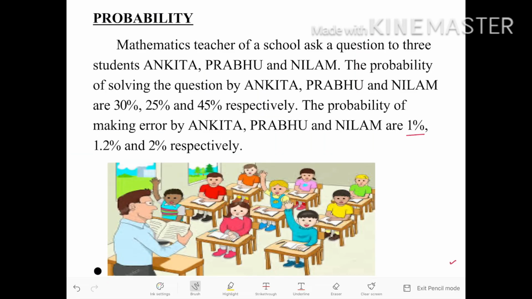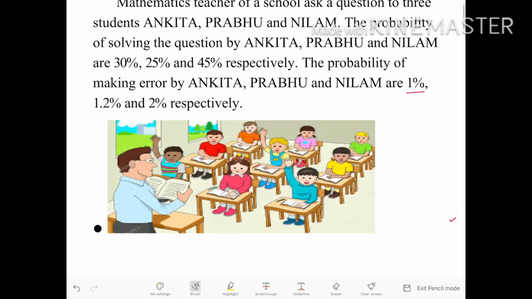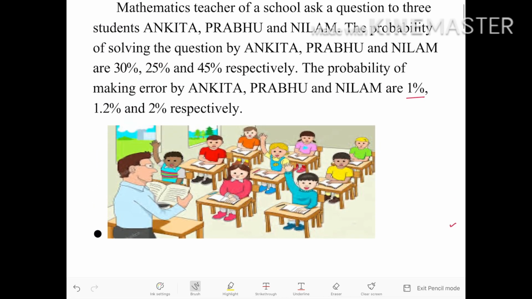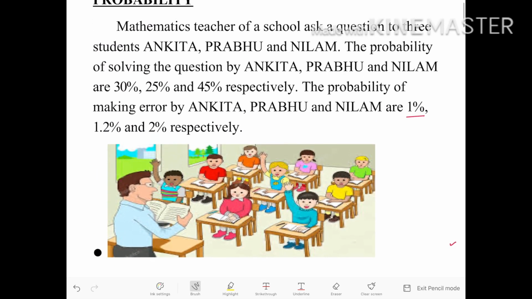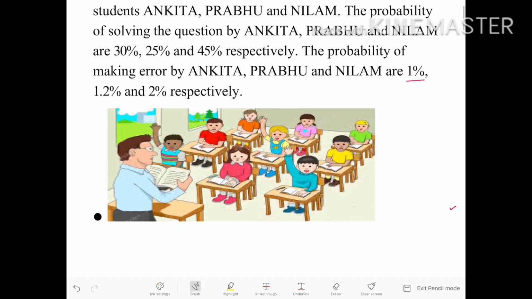Hello friends, in this video we will discuss a case study question on probability. The question is like this: the mathematics teacher of a school asked a question to three students, Ankita, Prabhu and Neelam. The probabilities of solving the question by Ankita, Prabhu and Neelam are 30%, 25% and 45% respectively. The probabilities of making an error by Ankita, Prabhu and Neelam are 1%, 1.2% and 2% respectively. That means, if we study the question, here three students are there, Ankita, Prabhu and Neelam.